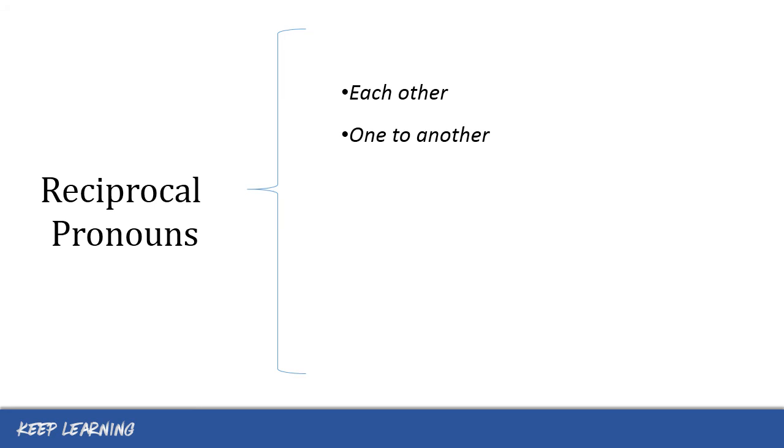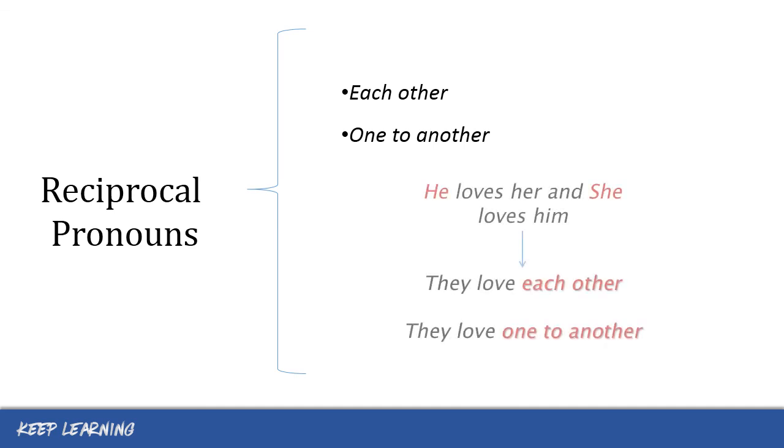They both mean el uno al otro in Spanish, so there's no difference. Some say that each other is more American, one to another is more British. I don't know. I don't believe that. Anyway, you can use either one of them. So instead of saying he loves her and she loves him, which is very complicated, you can say they, he and she of course, they love each other, or they love one to another, which is the same, and that is reciprocal love.